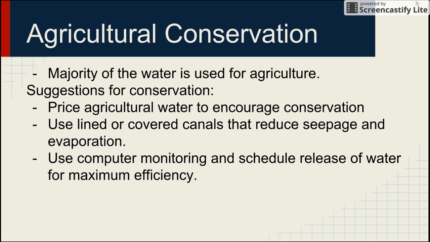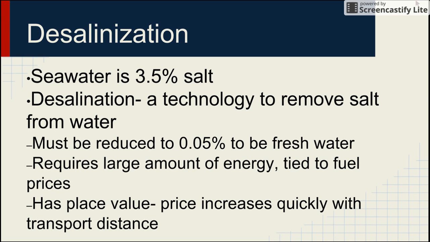Another way to produce fresh water is by desalination. Desalination is the technology that allows the salt from the water to evaporate, causing the 3.5% salt to go to 0.05%. The only thing wrong with it is that it requires large amounts of energy and the price varies depending on the distance the water is being transported.